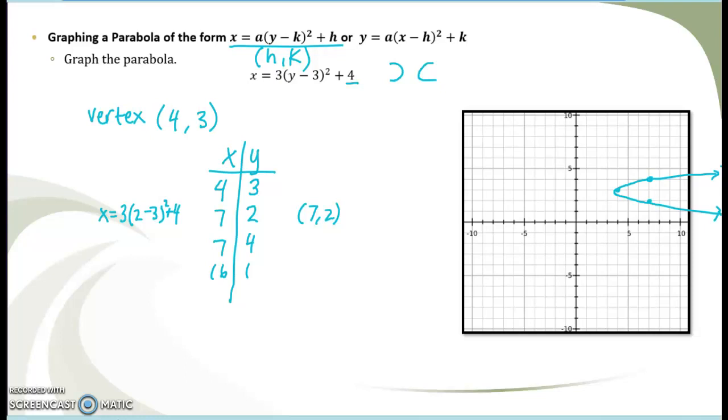Now, if this was a negative 3, our parabola is going to flop and it's going to open up to the left-hand side. But we would do it the exact same way.